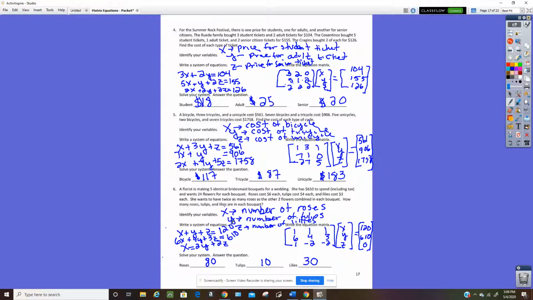And then the last sentence says she wants to have twice as many roses, so X is going to be 2Y plus 2Z, or this equation right here. Whoops. Let me take that mark off there. This equation becomes X minus 2Y minus 2Z equals 0. So I could put it in the matrix that way. So 1, 1, 1, 6, 4, 3, and then the coefficients here are 1, -2, and -2. And I have 120, 610, and 0 in this matrix.